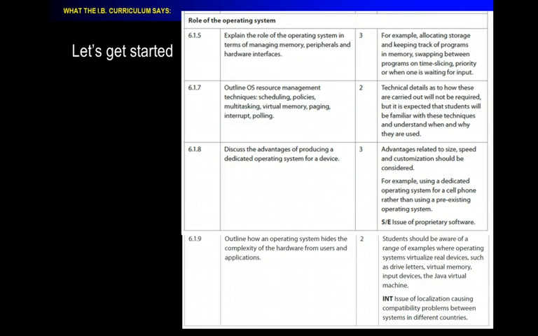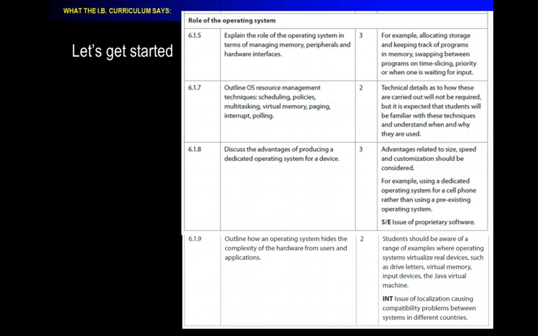Then it says explain the role of the operating system in terms of managing memory, peripherals, and hardware. Outline the operating system resource management techniques, including scheduling, policies, multitasking, etc. Discuss the advantage of producing a dedicated operating system for a device. So this would be if you're building some sort of digital camera, what would be the benefit of writing the operating system for just that little device, versus using flexible operating systems? For example, a lot of cell phones use the Android operating system, versus Apple, which uses its own operating system. What's the advantage of making your own operating system versus using somebody else's?